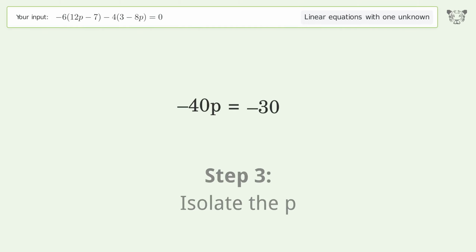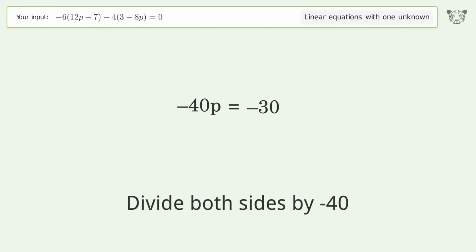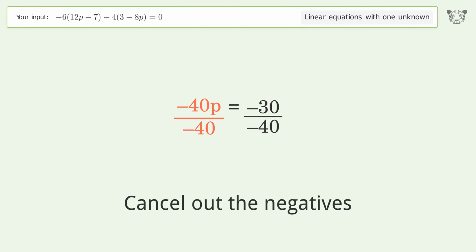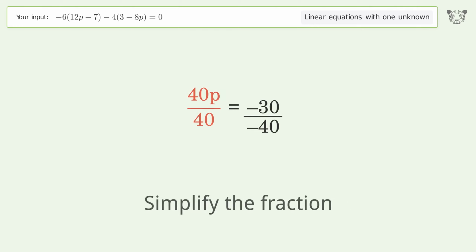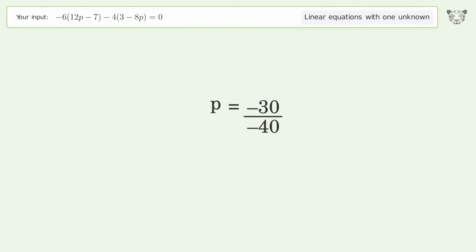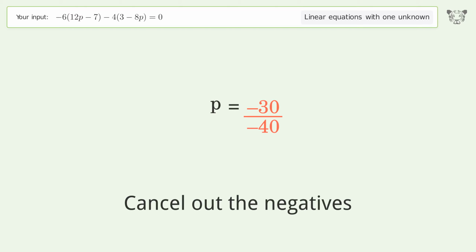Isolate the p. Divide both sides by -40. Cancel out the negatives. Simplify the fraction. Cancel out the negatives.